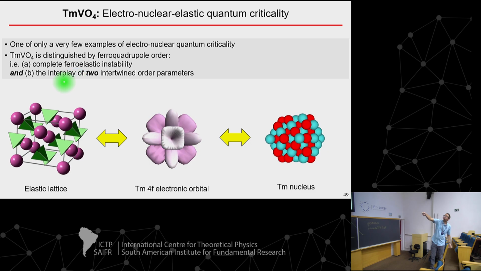And thulium vanadate is distinguished because of the ferroquadrupole order driven by complete ferroelastic instability, but also the interplay of these two intertwined order parameters. So you can get nuclear order in Van Vleck magnets. That part is a known thing. But in those cases, there's no additional order parameter or degree of freedom. But in this case, the splitting of that doublet into these two time reversal symmetry preserving singlets is actually described by an order parameter, and you've got this little pseudospin which is rotating around.